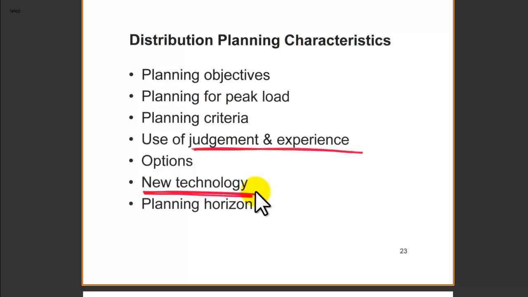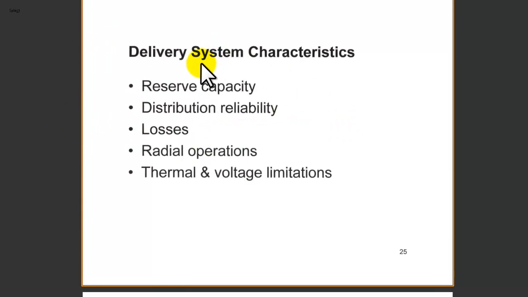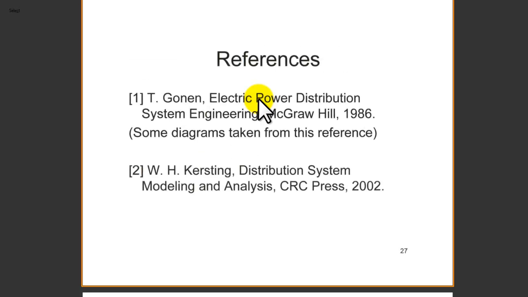And of course, there is no hard rule saying this should be done this way or that way. It all depends on how the system has been operated in the past, and of course judgment and experience matter most. So for the next 2 pages, I'm just going to briefly talk about the equipment characteristics and the economies of scale and all that. This page is also dealing with the loss and radial operation, and how much reserve power capacity the system would have. Those are the major concerns of the utility. What are the things that they need to operate?